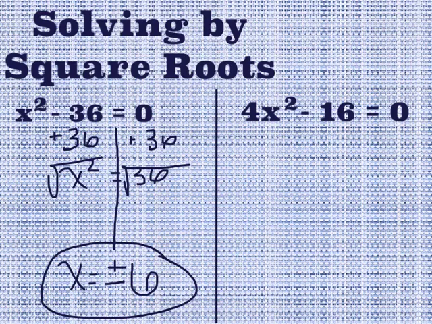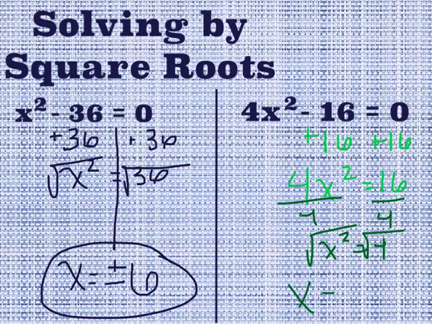Let's go ahead and try the one to the right. Same type of thing. We're going to add 16 to both sides. We get 4x squared equals 16. To undo multiplication, we divide by 4, divide by 4. x squared equals 4. And then to undo our squared, we take the square root. The square root of 4 is 2, but it could also be negative. So our answer will be x equals positive or negative 2.